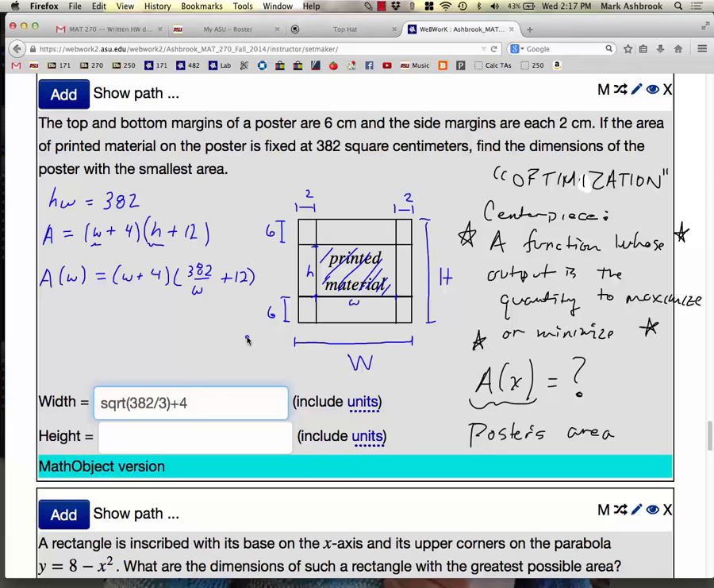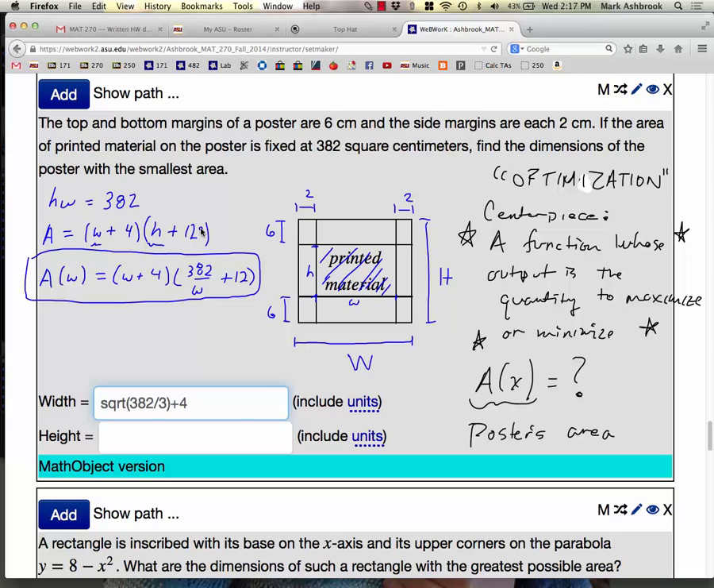Any questions so far? Okay, so we got it. So this is the centerpiece of the problem: the function whose output quantity is the quantity we're trying to maximize or minimize. In this case, what are we trying to do with the area? Minimize. We want the least poster material, right? Because that's going to cost the least.